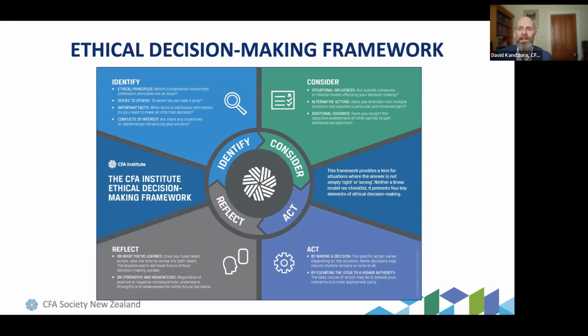So it's not meant to be a linear model or a checklist. It's meant to be that decision-making framework. It's meant to summarize the key elements of making a good ethical decision. So the framework's offered with the understanding that there's a likelihood that there'll be additional influences, and there might be unique actions for each scenario, and might go beyond what we describe.